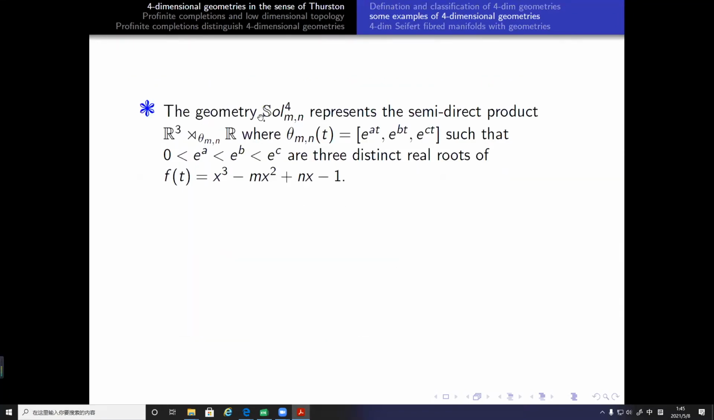It is just the geometry of Sol(4, m, n). Here it is just the semi-direct product of the three-dimensional Euclidean space with the real line. And the matrix here is just the diagonal matrix, such that e^a, e^b, and e^c are three distinct real roots of the polynomial here. So here we can normalize such that m and n are two positive integers.